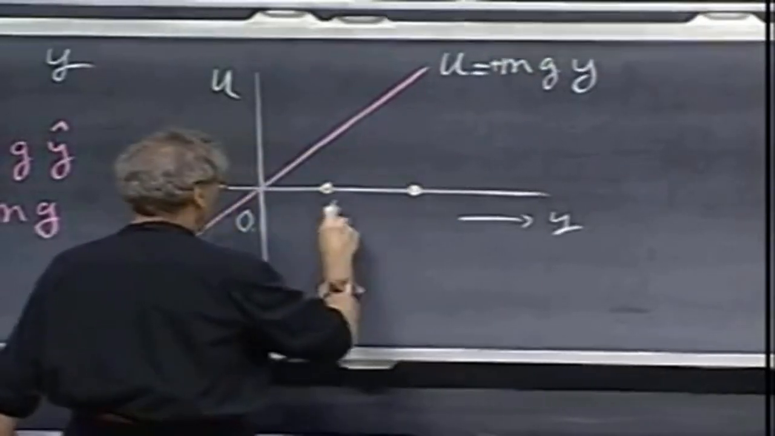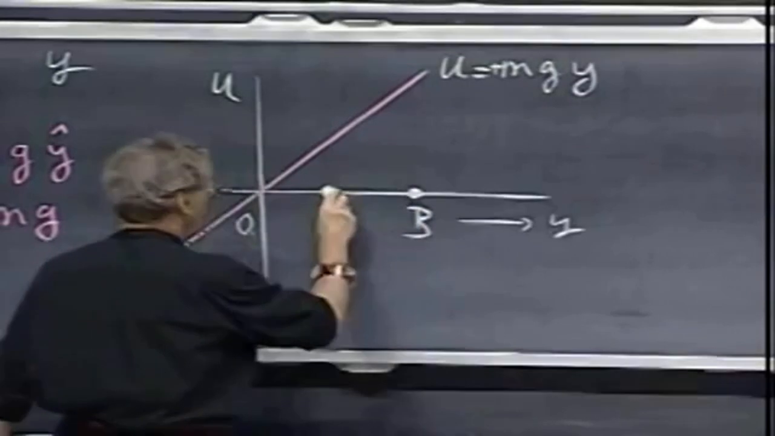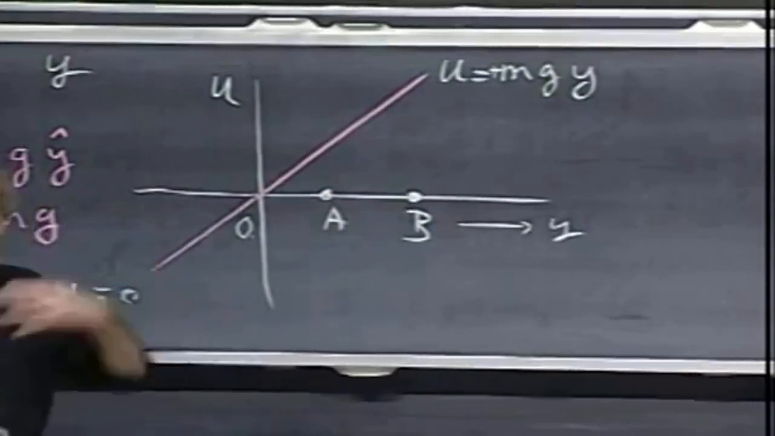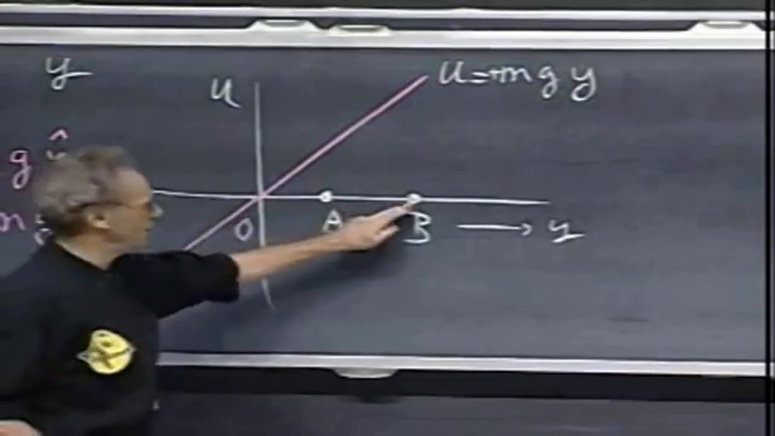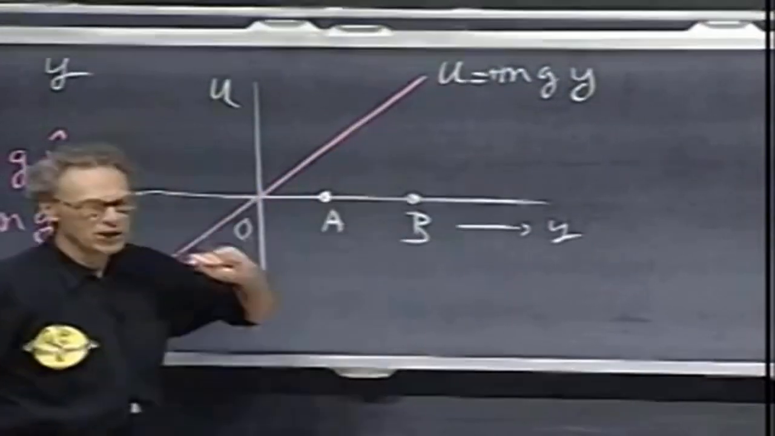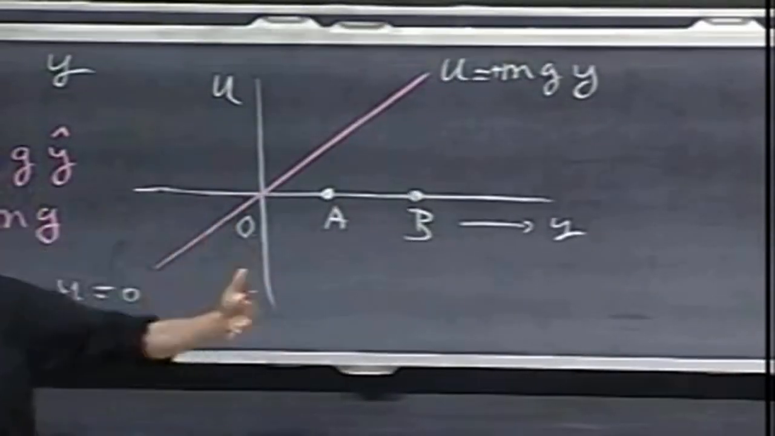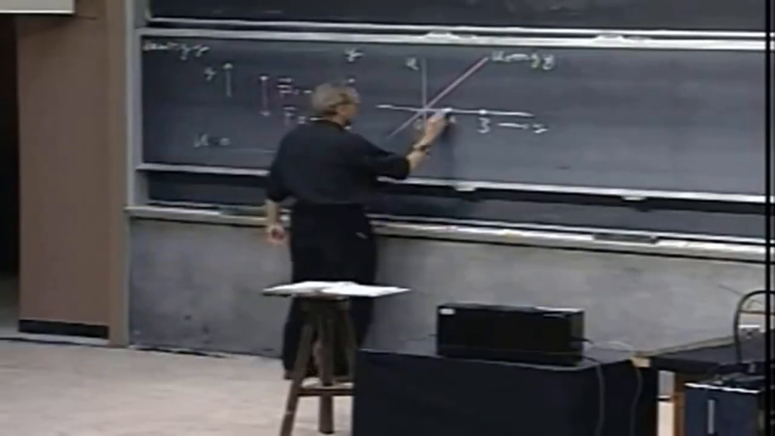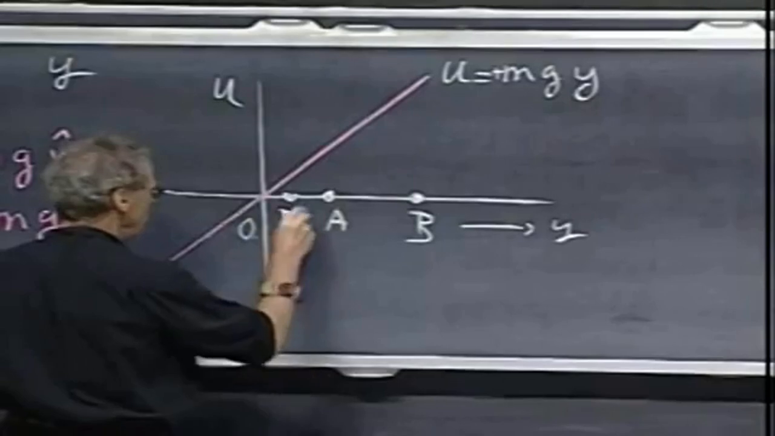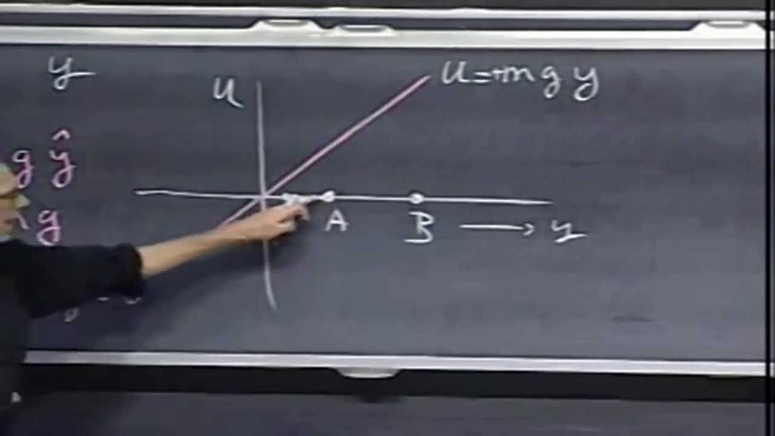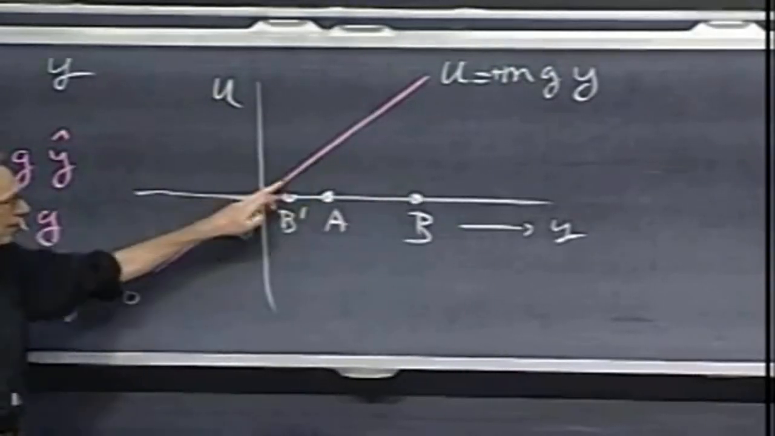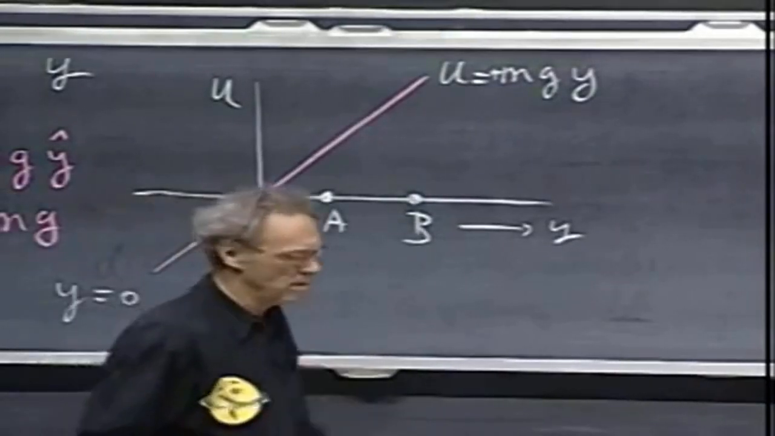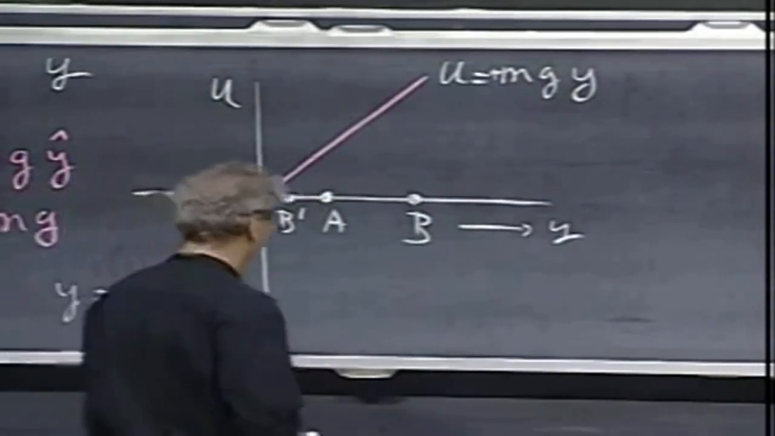If I'm here at point A, and I move that object to point B, I, Walter Lewin, move it, I have to do positive work. Notice that the gravitational potential energy increases. If I do positive work, gravity is doing negative work. If I go from A to some other point, call it B prime, then I do negative work. Notice the gravitational potential energy goes down. If I do negative work, then gravity is doing positive work.